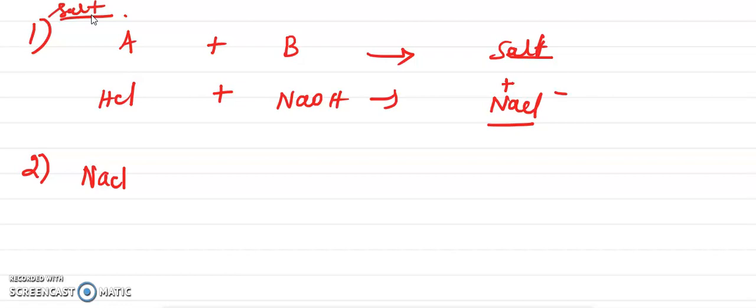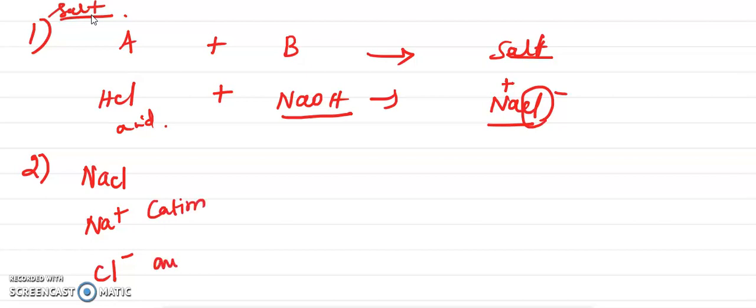The plus sign of Na always comes from the base only, and this Cl always comes from the acid only. So this is the main thing. How can you define it? The salt consists of a positive ion and a negative ion: Na plus is the positive ion and Cl minus is the negative ion. That means this is the cation and this is the anion.